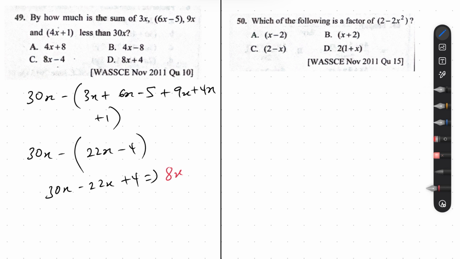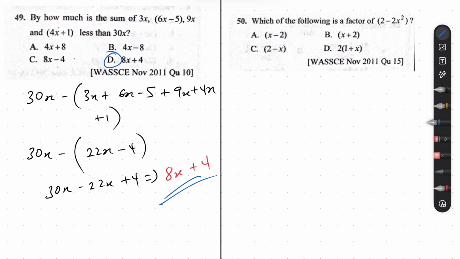8x plus 4. 8x plus 4 is what? 8x plus 4 would give us D. That is our answer. 8x plus 4. Okay? Cool. Let's move on to question number 50.